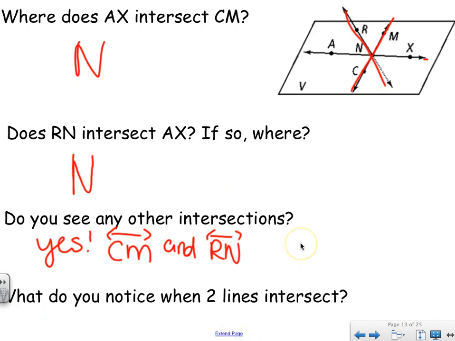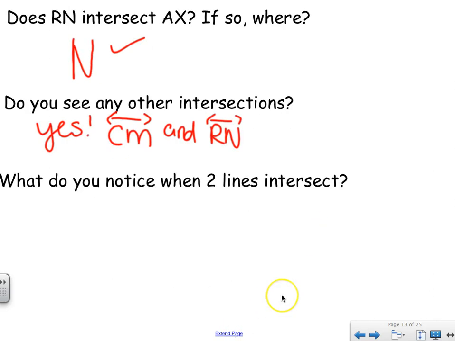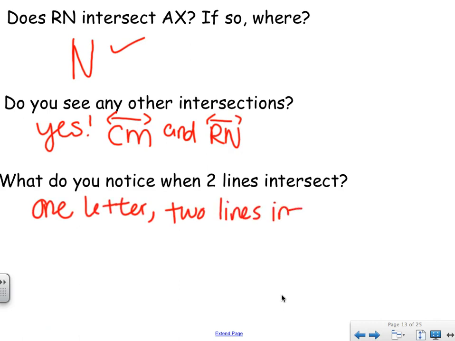What do you notice when two lines intersect? So what do you notice about this and this? Hopefully you notice it's one letter. So two lines intersect at a point. And that will always be true, unless it's a line on top of a line. So if you've got two lines crossing, you will get 1 point.